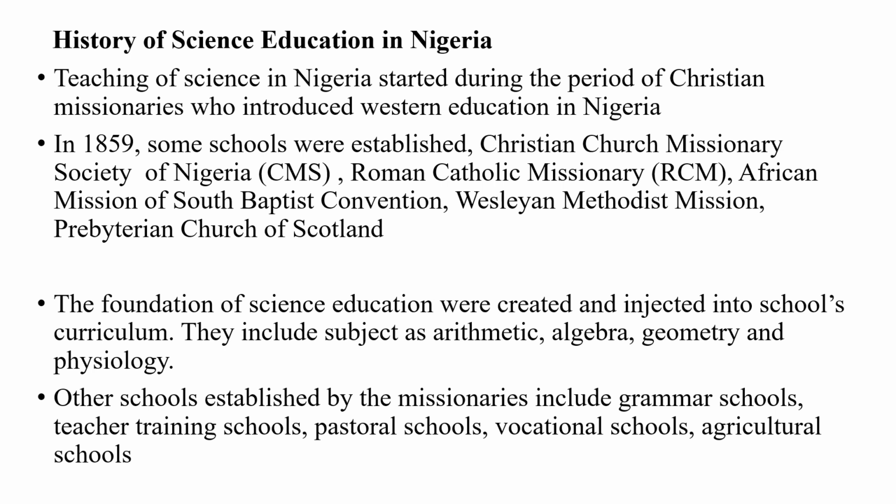In 1859, some schools were established. These schools include the Christian Church Missionary Society of Nigeria, popularly referred to as CMS, the Roman Catholic Missionary, normally referred to as RCM, the African Mission of the Southern Baptist Convention, usually referred to as Baptist Seminary. Then we have the Wesleyan Methodist Mission and the Presbyterian Church of Scotland. So these schools were established in 1859. Now, the foundation of science education was created and injected into these schools' curriculum.